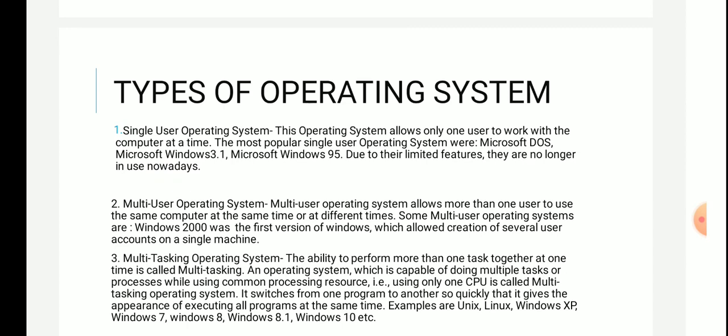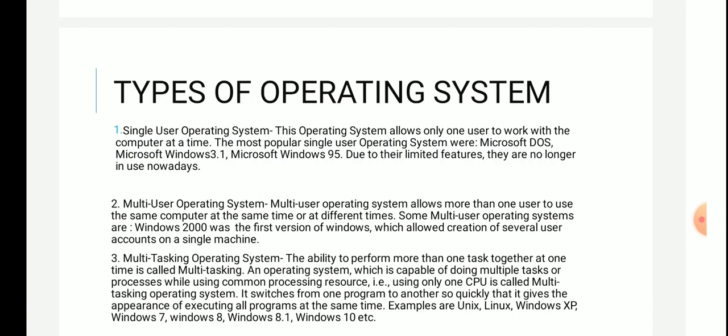As you can read here, and in your book also it is written in the same way, this operating system allows only one user to work with the computer at a time. The most popular single user operating systems were Microsoft DOS, Microsoft Windows 3.1 and Microsoft Windows 95.